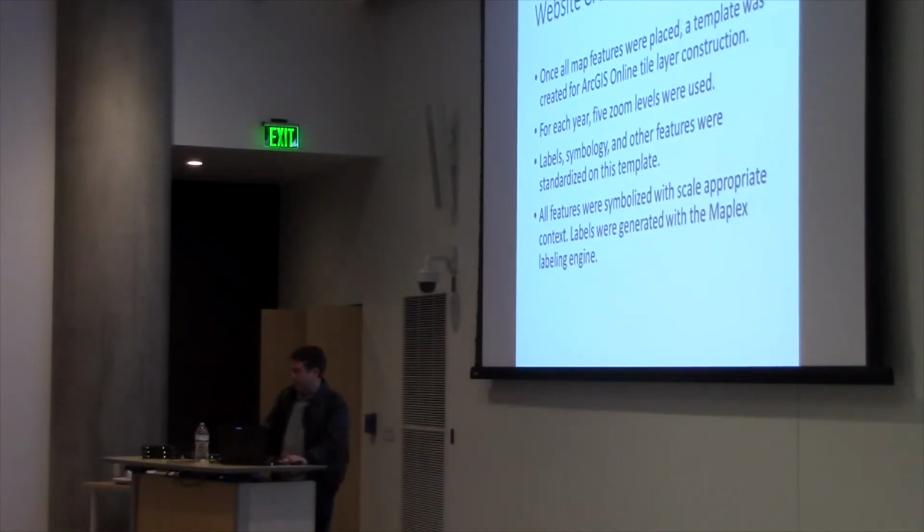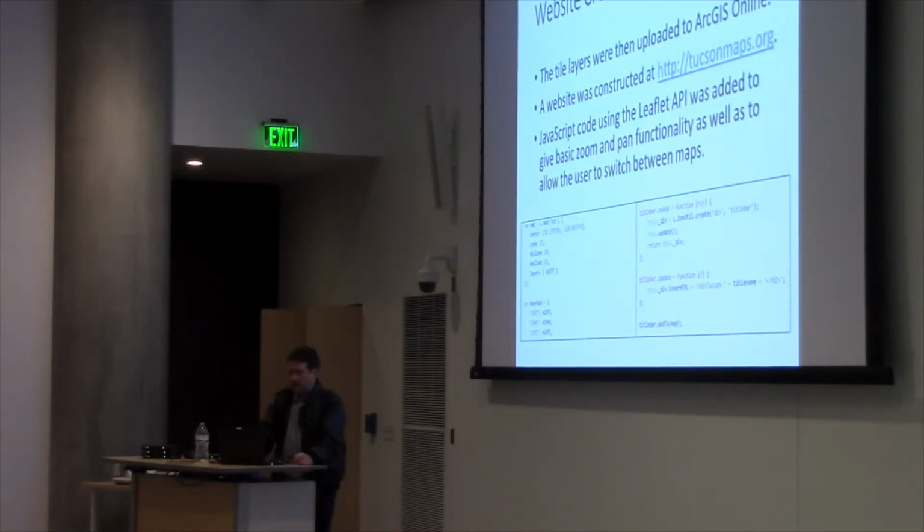Okay, once all this was done, I created a template for creating tiles to use as a base map for ArcGIS Online. For each year, I used 5 zoom levels, from a regional zoom, zooming in all the way to a place where you could see street layers, or I should say local streets. I standardized this template, and then I worked backwards, importing the data into the feature classes each time for the template. And then I used the Maplex labeling engine to generate road labels and other labels.